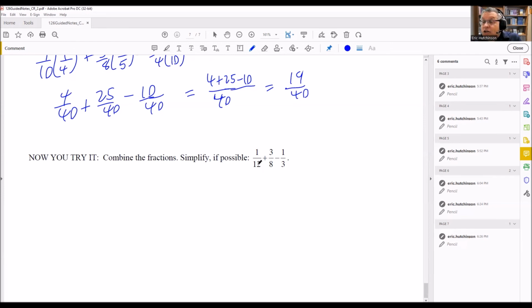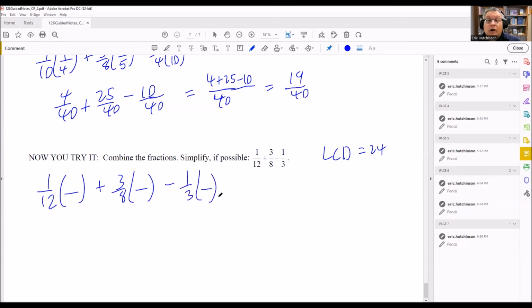Let's add 12 to that. We get 24. 24 divided by 8, yes, goes in evenly. 24 divided by 3, yes, divides in evenly. So now we know that the LCD here should equal 24. Okay. All right, so now we're going to take 1 over 12. We'll have to multiply that by some kind of power of 1. This one by some power of 1. And then we have a minus 1/3 multiplied by some power of 1. All these we have to make 24, the LCD.